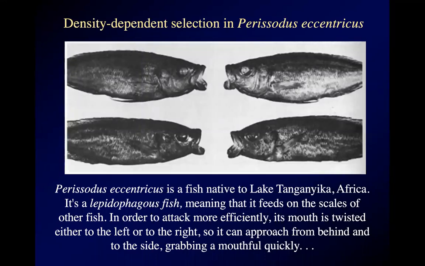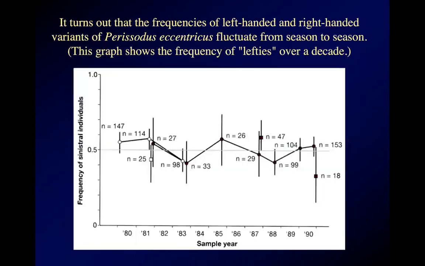Up at the top, those top two images are of a fish with a mouth twisted to the right. At the bottom, I think that's a fish with a mouth twisted to the left. And somebody measured the frequency of the different variants of Parasotus from season to season. That's a graph of the frequency of lefties over a decade.